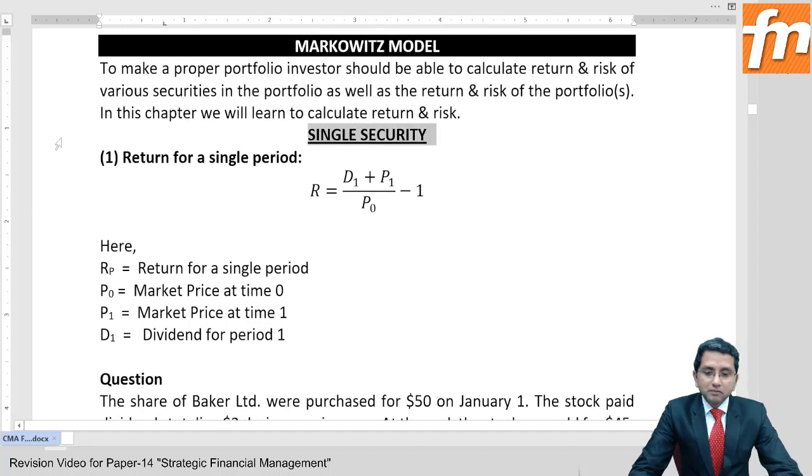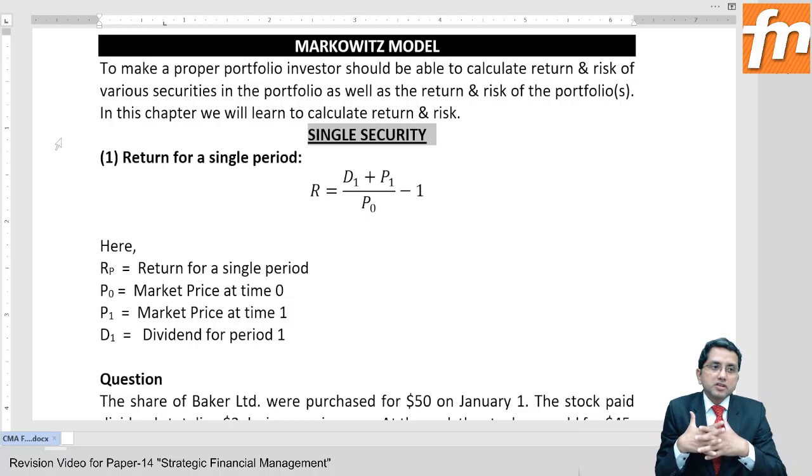We will finally make a portfolio. What is a portfolio? A bunch of investments. We will finally make a portfolio that is a bunch of investments, but we will take a step by step process. We will follow the step by step process.